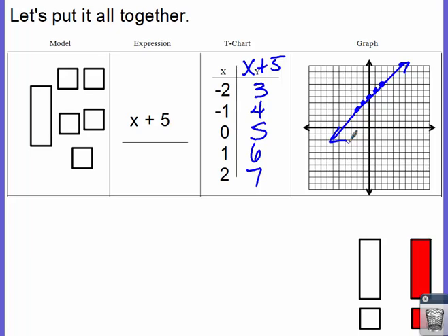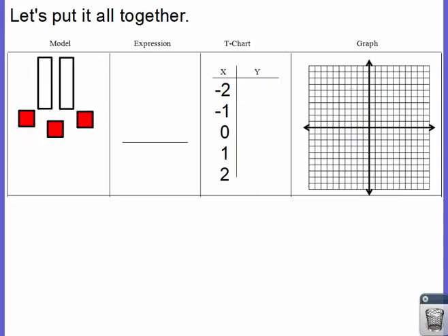And that's what BBOA is all about. Making the connection between the model of an expression, the expression itself, being able to create a T-chart from this expression, and then graphing that expression. So let's do one more that's going to be like the assignment that we're going to have to do today.